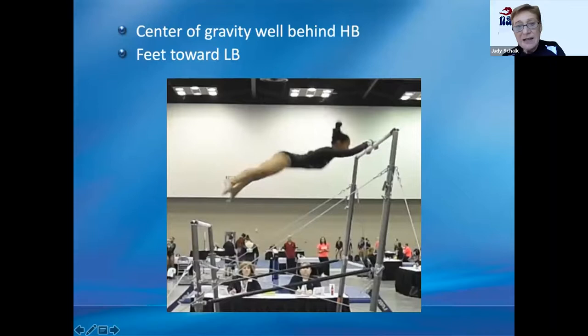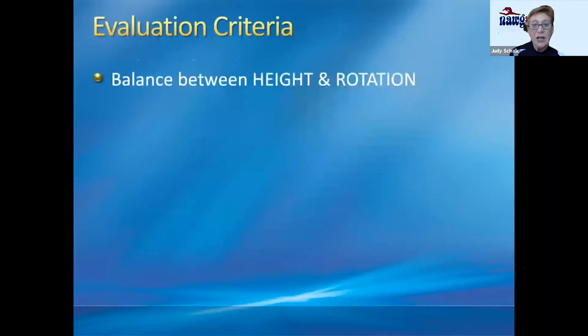This is the critical aspect of this skill. They must shoot up between the bars, do the rotation between the bars, and get the extension backwards if they're able to get a decent swing out of it. They need to balance that height and rotation between the bar.